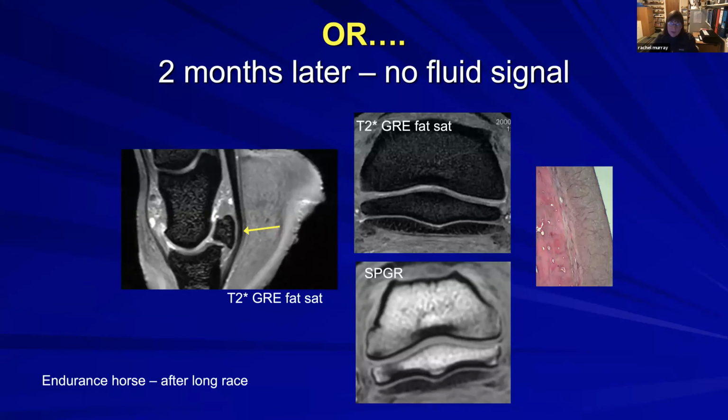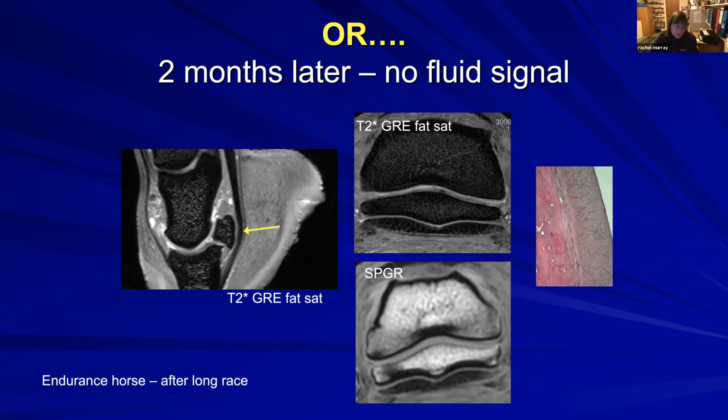If we MRI this horse 2 months later and we saw flexor cortex erosion, that would be not a good prognosis. However, if we MRI'd the horse 2 months later and saw resolution of the fluid signal, then this would be a much better prognosis. So this gives us a much better idea of what sort of prognosis and management we need for that horse.